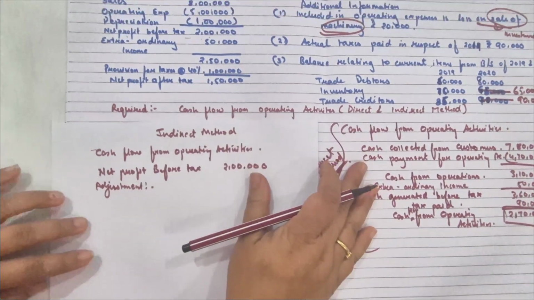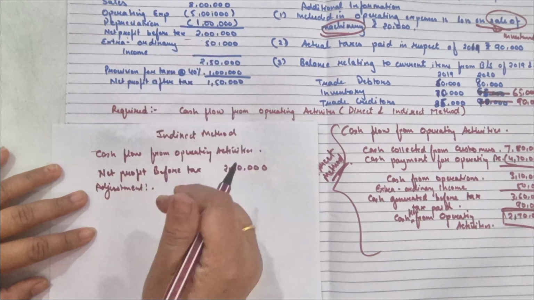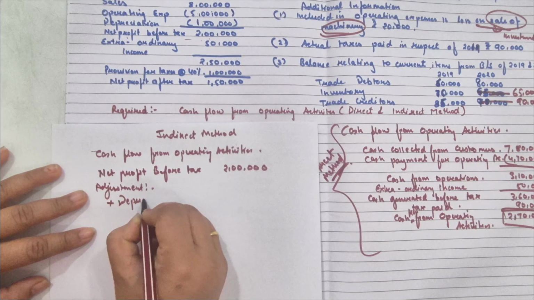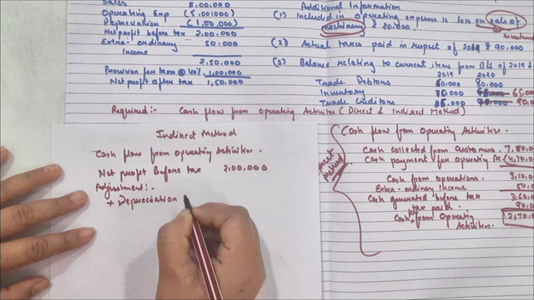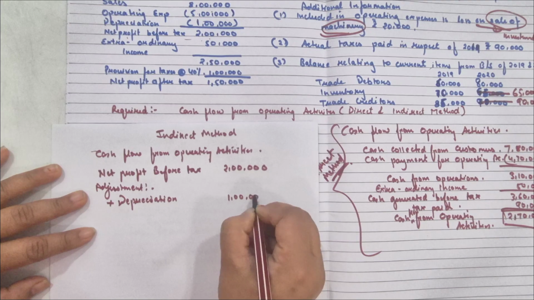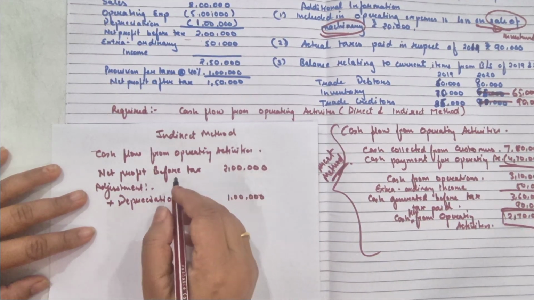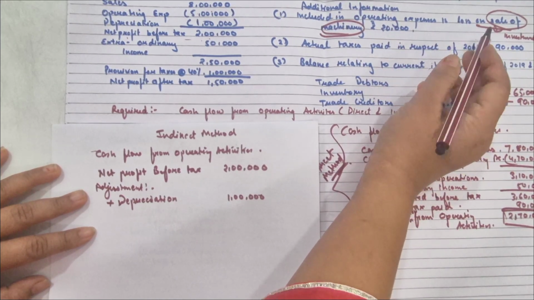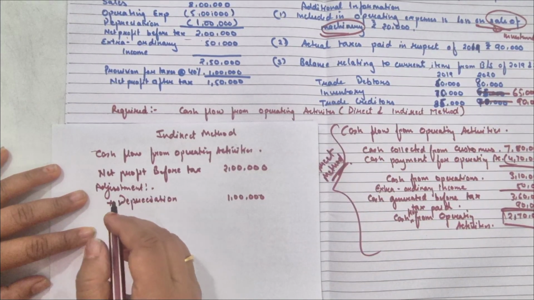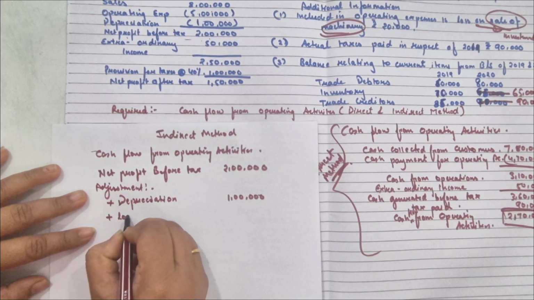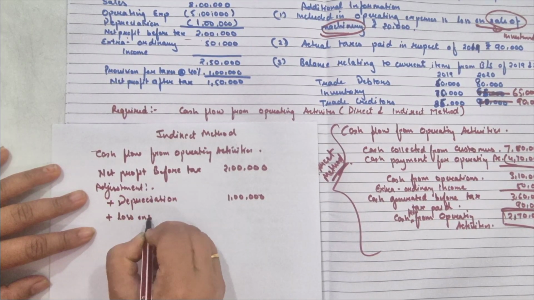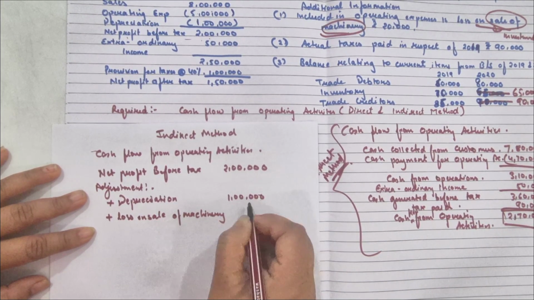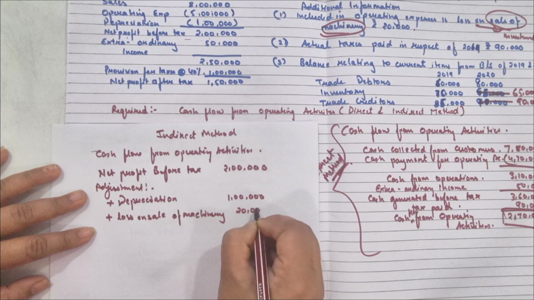First, depreciation, which has been deducted, is a non-cash item, so we will add it back. Depreciation would be added because it is a non-cash item and it is not covered under operating activities. Then there is a loss on sale of machine of 20,000 included in operating expenses. As I told you, it's an investment activity, so it will not be covered in this. So we will add back the loss on sale of machinery, which is 20,000.